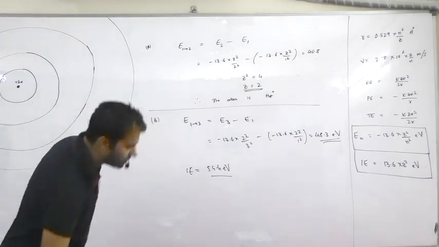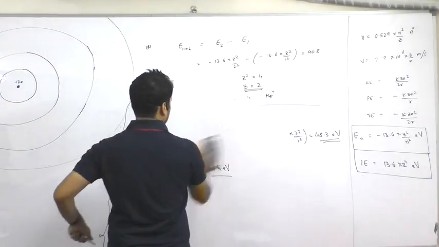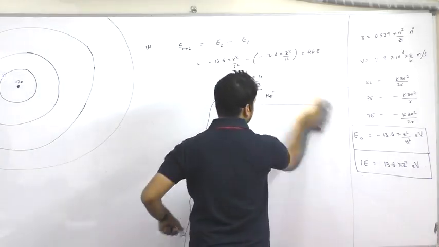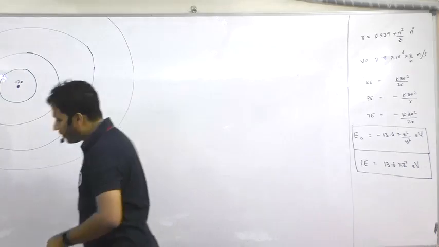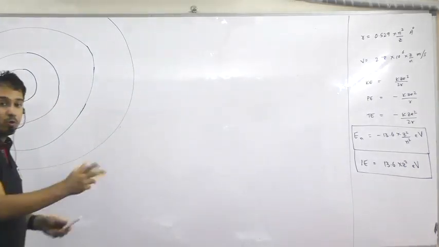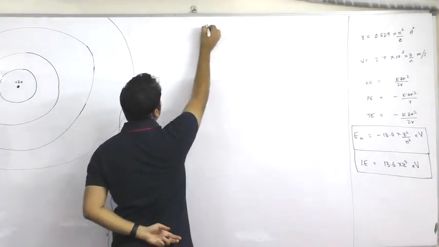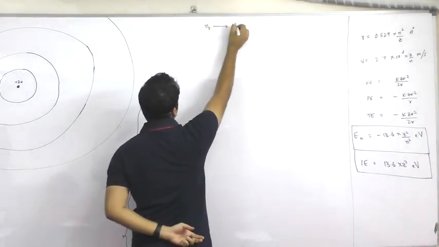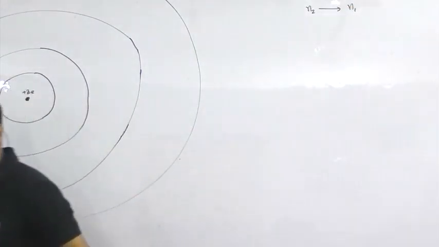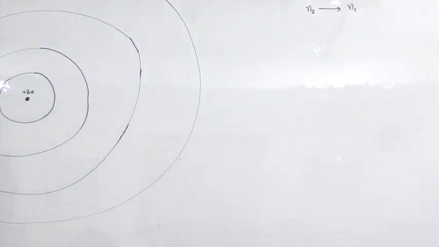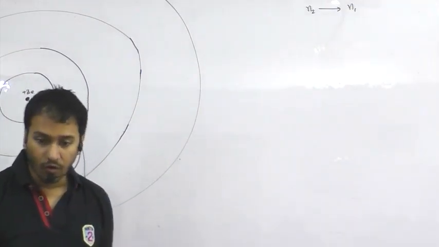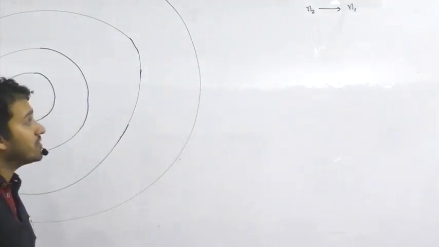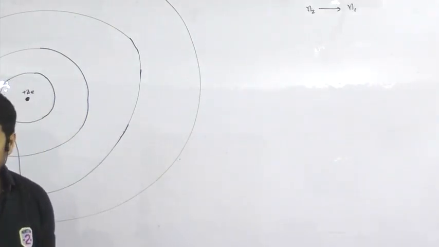Now let's think about the reverse. An electron is jumping from a higher orbit to a lower orbit, right? The electron is jumping from n2 to n1. This transition is happening. From the higher orbit, the electron is jumping to the lower orbit, n1. We always use n2 for the higher orbit, we always use n1 for the lower orbit. That's a convention. In this process, what will happen? Energy will be released, right?